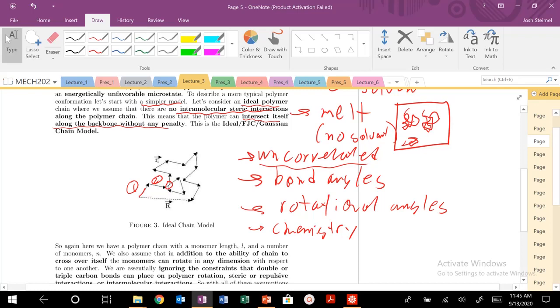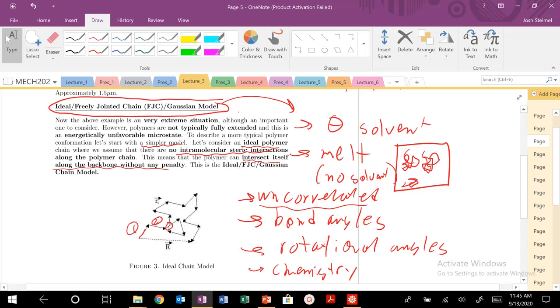You might think that this is a very unrealistic scenario. Like, how can this model actually accurately reproduce the behavior of real materials? But for these situations, when we're in the theta solvent or when we're in the melt, and you'll see actually in this course a lot of other situations, polymers will behave like this. They can be described by this ideal freely jointed chain model. So let's go and actually see how we can predict.